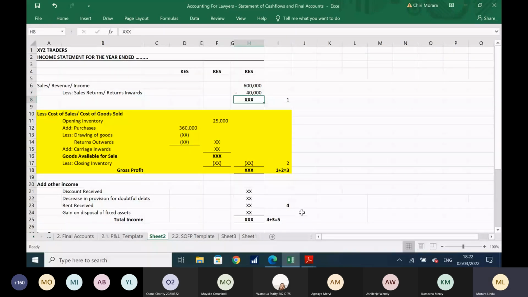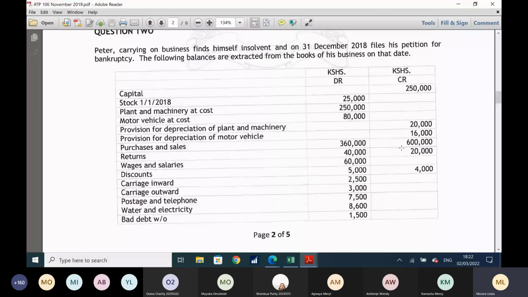And then on the other side, that is a return outwards. So that is affecting our cost of.